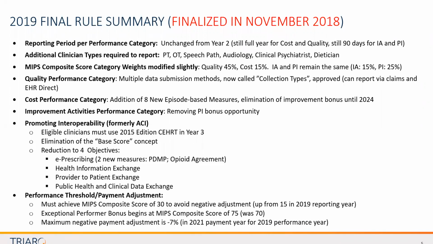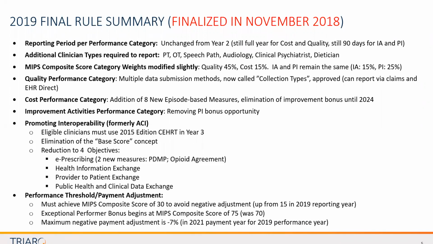The performance threshold payment adjustment. Okay, so you have to achieve a MIPS composite score of 30 to avoid the negative adjustment. Last year, it was 15, and that should say up from 15 in the 2018 reporting year. So the exceptional performer bonus, right? Remember that if you got over 70, it puts you into a new category of folks, and there was a separate pile of money, and they were going to divide that all up between just those exceptional performers. So that threshold is 75. It used to be 70.